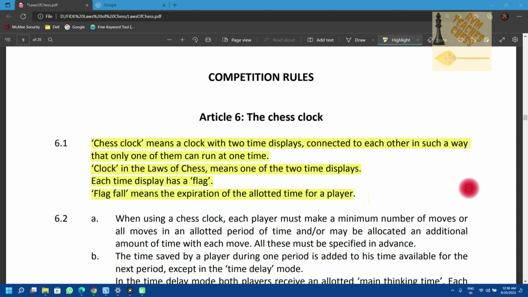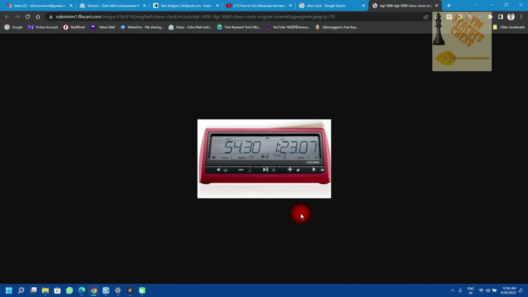Okay, so let's start with the chess clock. I hope many of you may not be aware of what a chess clock is. I will show you the image of a chess clock first. So this is a chess clock.